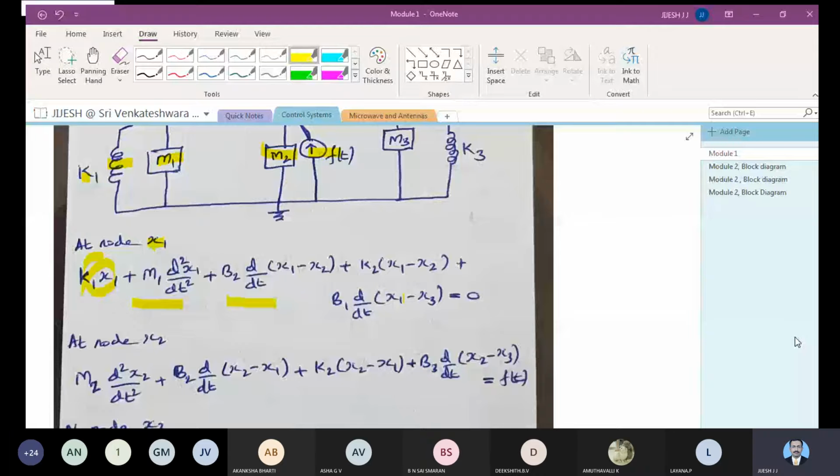So you get x2 as m2 d square x2 by dt square plus b2 d by dt of x2 minus x1, plus k1 k2 x2 minus x1, and b3 d by dt of x2 minus x3 equals f of t. Similarly, you can write for node x3.